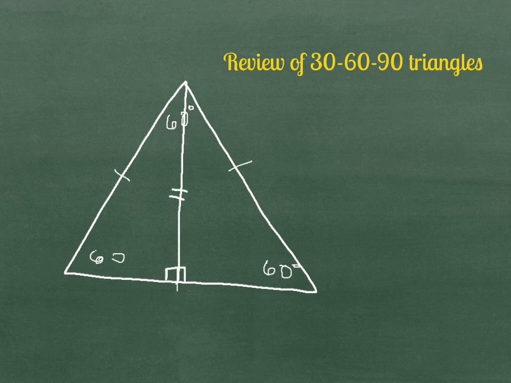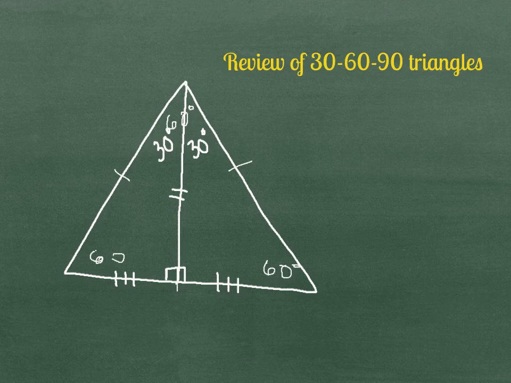And so by CPCTC, the little pieces at the base are also congruent, and the 60-degree angle is going to be bisected. So we're going to end up with two 30-degree angles. So what we end up with is two separate 30, 60, 90 triangles.